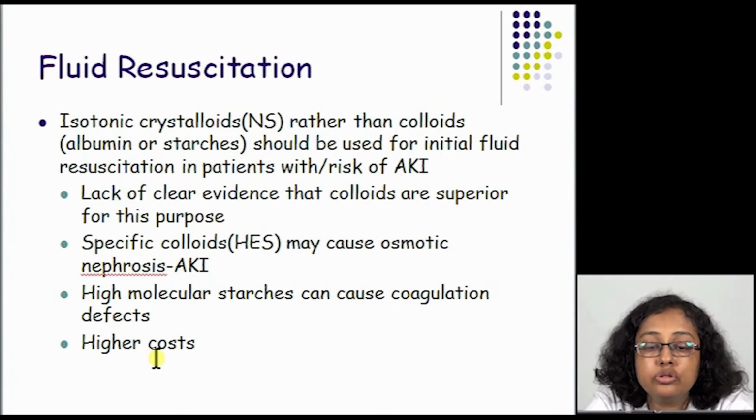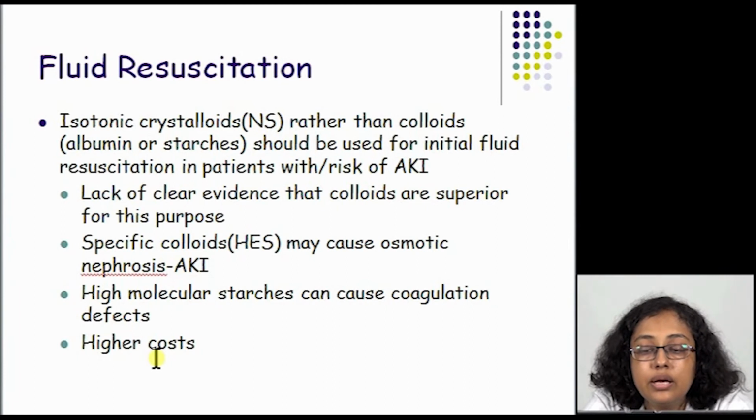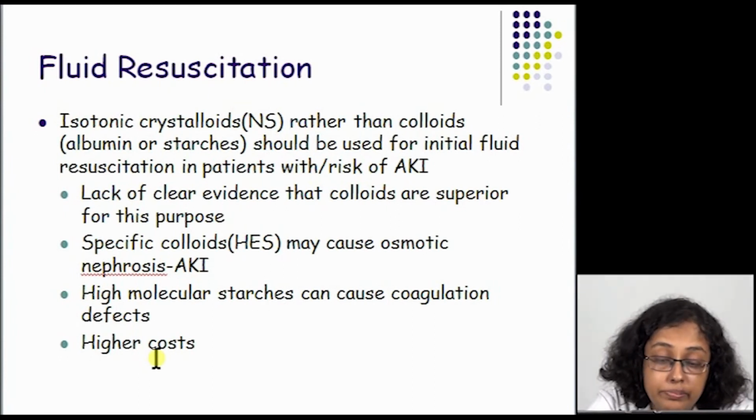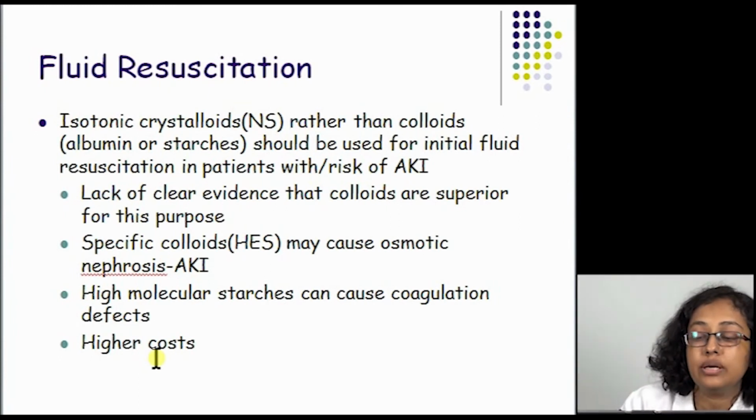Fluid resuscitation should mainly use isotonic crystalloids, mainly normal saline in adults, rather than colloids like albumin or starches, because there is a lack of clear evidence that colloids are superior to normal saline for this purpose, and certain colloids like HES may actually cause osmotic nephrosis and lead to worsening of the renal disease. High molecular starches can also cause coagulation defects, and they are expensive. So, as such, normal saline should suffice.